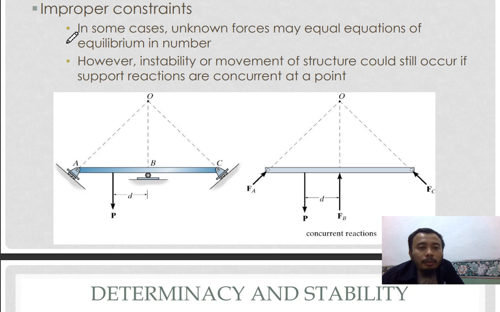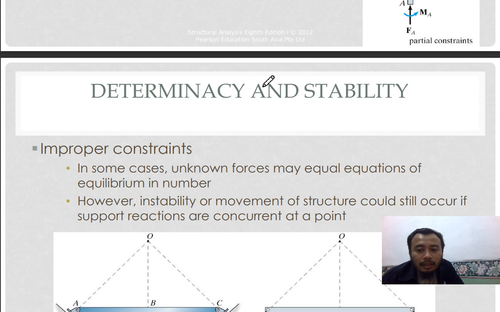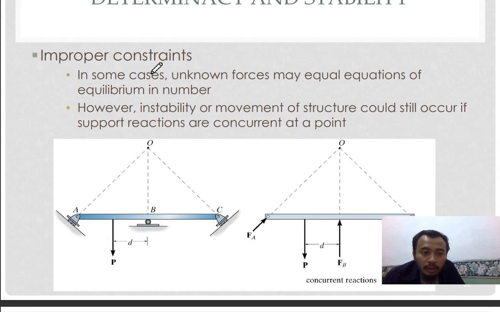Next is improper constraint. The previous one is partial constraint. You constrain but partially. In one of the axes it is not constrained, and the structure can still move. In improper constraints, in some cases, unknown forces may equal the equations of equilibrium in number. However, instability or movement of the structure could still occur if support reactions are concurrent at a point.